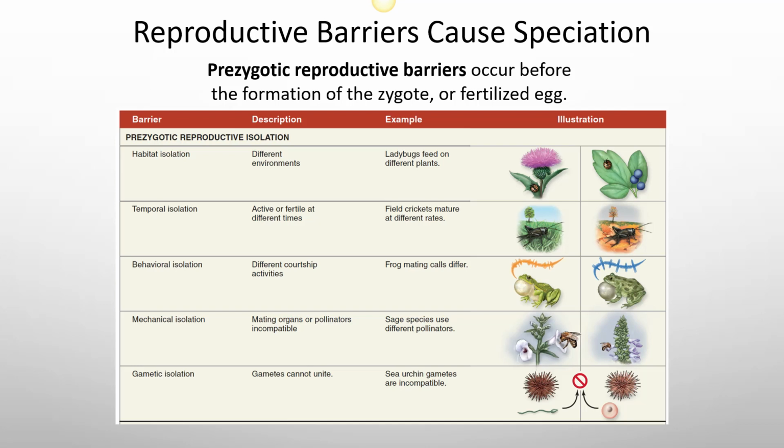So pre-zygotic reproductive barriers occur before the formation of the zygote or fertilized egg. One of them is habitat isolation. If they live in different locations, they won't be able to interbreed. Temporal isolation has to do with time. So maybe they come into mating season at different times of the year, or maybe one of them is diurnal, or awake during the day, and one of them is nocturnal, or awake during the nighttime. Behavioral isolation: they might have different courtship activities. So they give the example of the frog mating calls that differ.